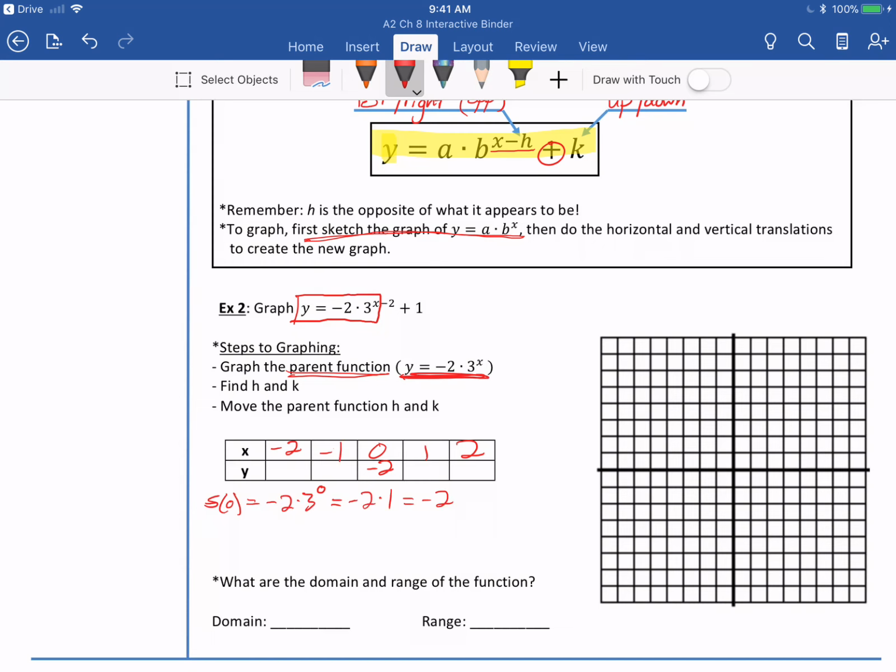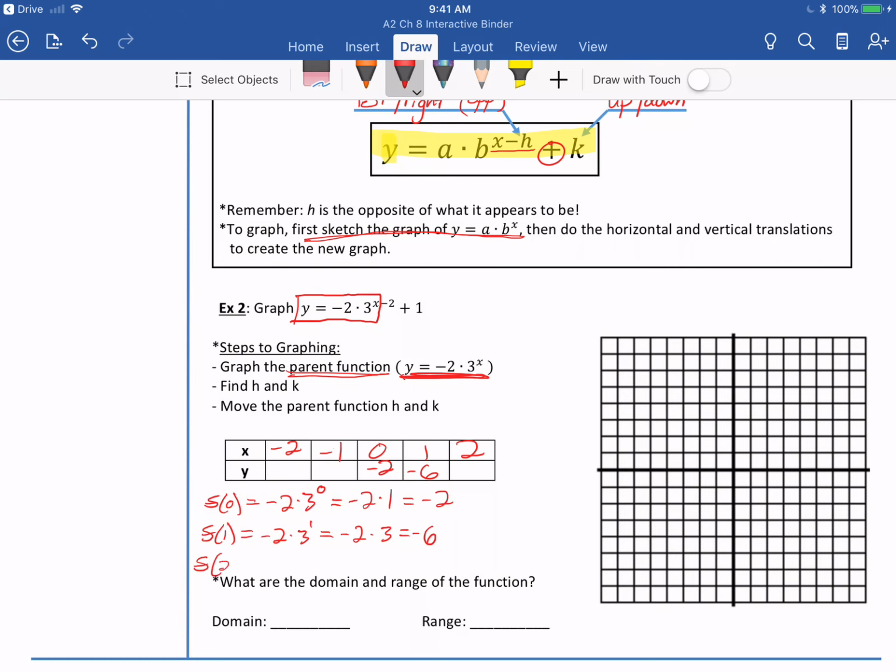Awesome. As we go on here, we already did f of 0, so now we have f of 1, -2 times 3 to the first power. 3 to the first power is 3, so I get -2 times 3, which is -6.